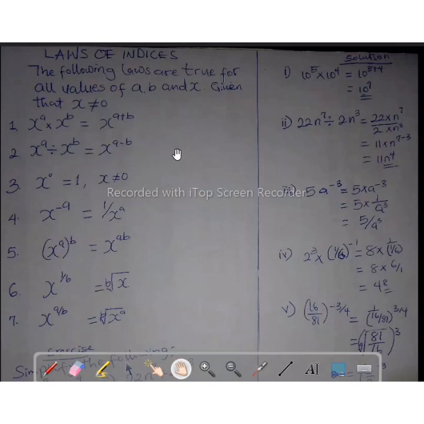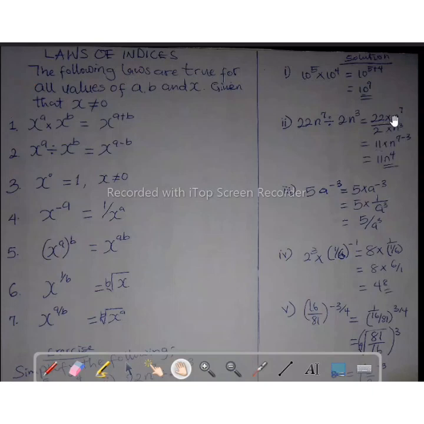The application of this is seen in the solution to exercise Roman figure 2. And what's exercise Roman figure 2? That's 22n raised to power 7, as you can see here, divided by 2n raised to power 3. By simplifying that, we have 22 multiplied by n raised to power 7 all over 2 multiplied by n raised to power 3, because we need to separate numbers from alphabets. Now, after we've done that, 2 can go into 22 11 times. So you have 11 here.